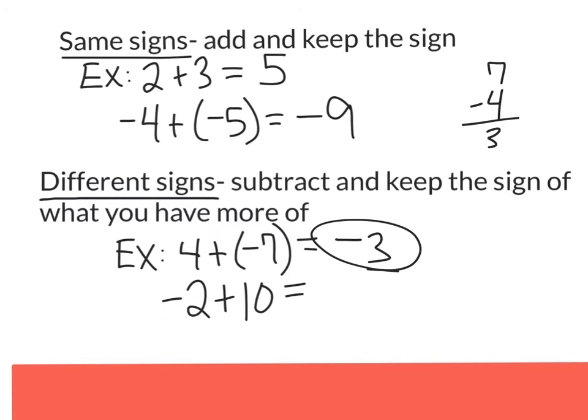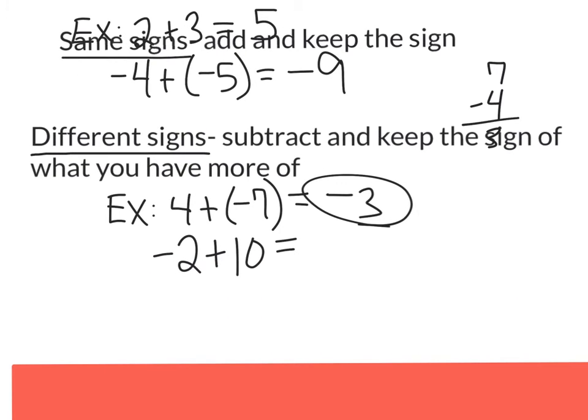Another example here, we've got -2 plus 10. So on this one, we have more positives than negatives, so our answer is going to be positive. You can put a plus sign there if you want, but if there's no sign, it's just assumed to be positive. And then we'll subtract those. So 10 minus 2 is 8, so a +8.